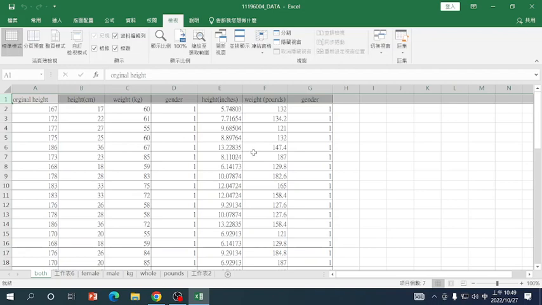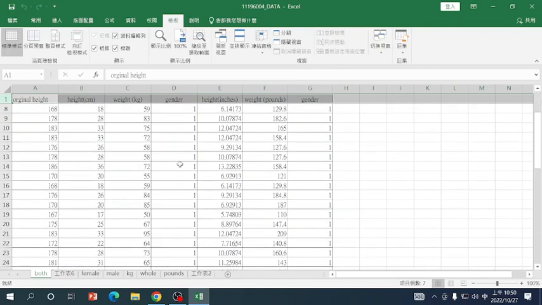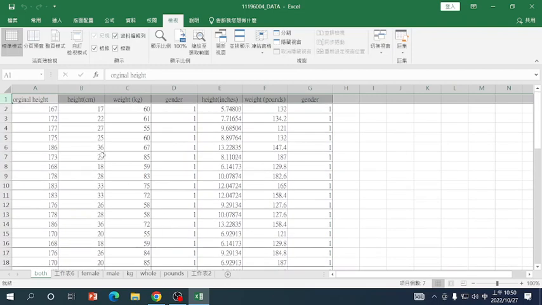All right, go on. So this is the data we collected from our friends in college, and there are 50 observations, 25 for male and 25 for female. This is the height in centimeter, weight in kilogram, height in inches, and weight in pounds. The value of the height is the original height divided by 2.54 and minus 60. The 60 means 60 inches, 5 feet.